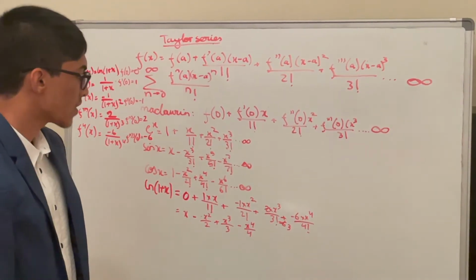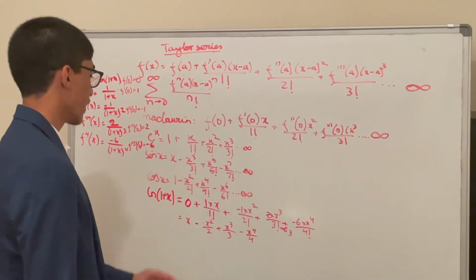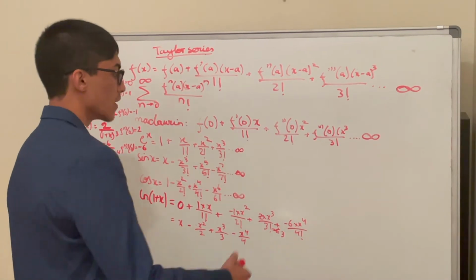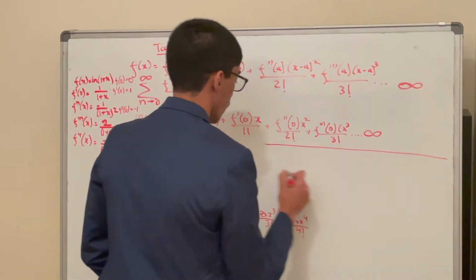Now that we've deduced all of these series expansions, e to the power of x, sin x, cos x, and ln 1 plus x, we can actually use these to derive Euler's identity.